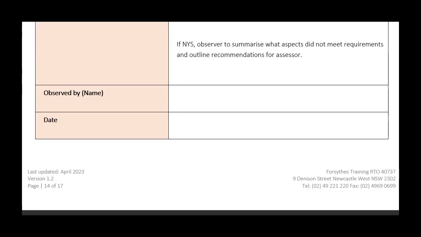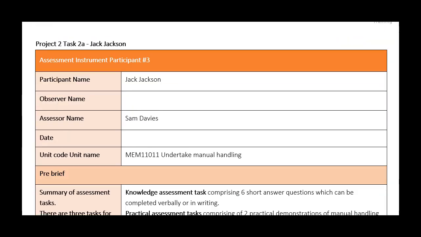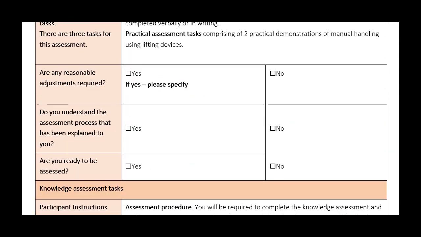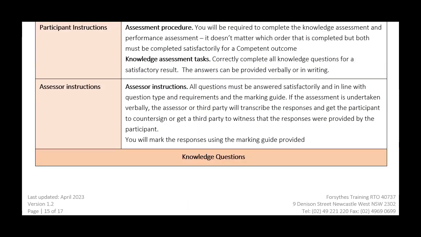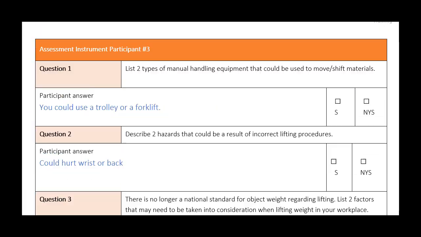So we're coming to the end of Joanne's there, and now we've got Jack's. Now Jack's is a little bit different because he hasn't submitted video evidence and he hasn't done the 2 trolley lifts. So you're actually only assessing him on his knowledge assessment. And you can see he submitted that in writing. The answers are already there.